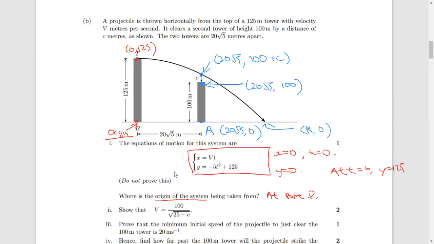Now you want to show that v equals 100 over square root of 25 minus c. Well, we'll use the fact that it must go through this point, 20 root 5 and 100 plus c. So let's do that now. So we are told in this question that x equals vt and y equals negative 5t squared plus 125. But we have the idea, based on where the origin is, that it must pass through 20 root 5 and 100 plus c.